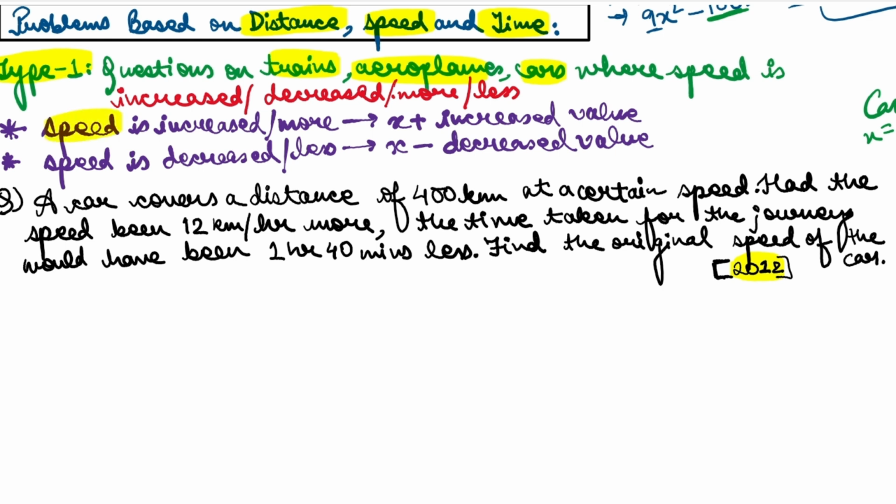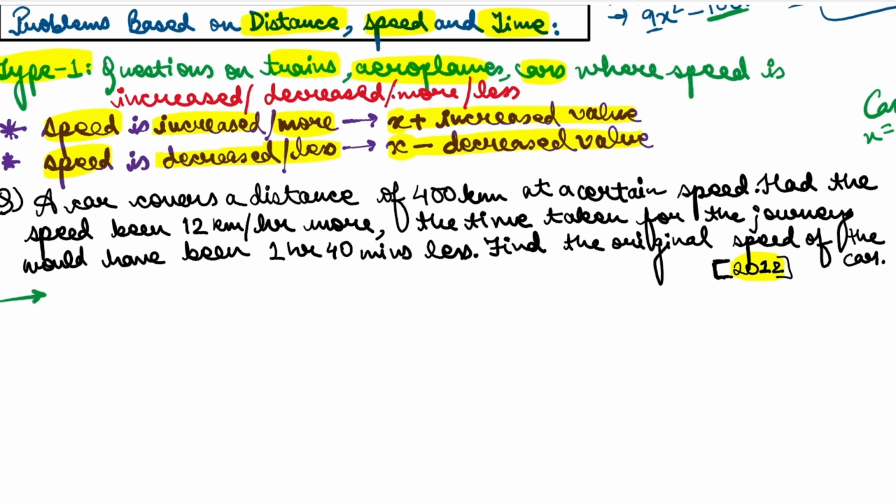So if the question states, okay, there's a trick for this question. So if the question states that if my speed is increased or is more, then in that case, we'll add x plus the increased value of that particular thing. Okay. If my speed is decreased or it is less, then in that case, I'll take x minus the decreased value. Okay. Now we'll look into the question to get the concept.